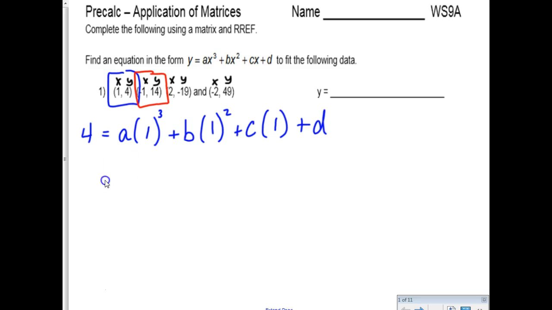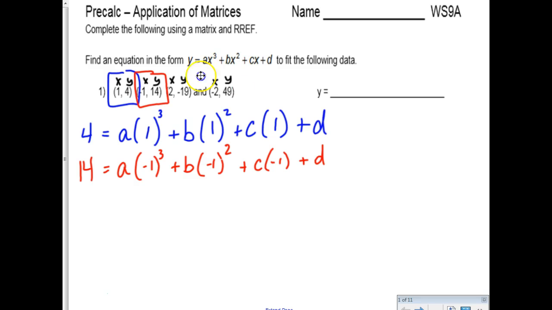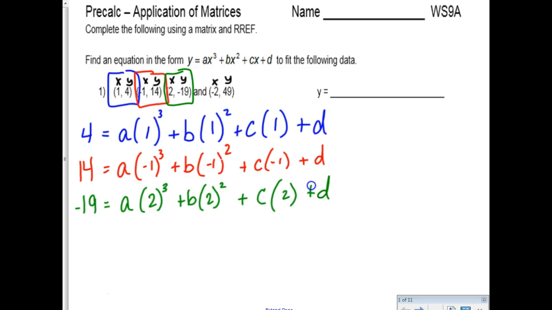So this next ordered pair would be 14 equals a times, this time, negative 1 to the third. So plugging in negative 1 for all these x's this time. And then our third ordered pair says negative 19 equals all that, but this time you're plugging in 2 for all your x's. And then there's that final ordered pair. You guys are going to be mad at me when I tell you we're not ready for the matrix yet.